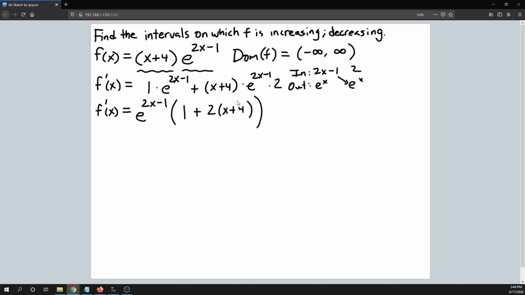So factor out whatever you can out of those two terms that you have there, and then doing some more simplification, I get e to the 2x - 1. Here I can distribute that 2 through the parentheses.